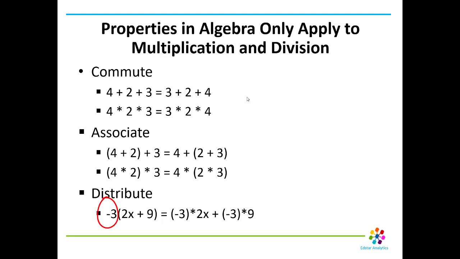That -3 in front of the parentheses, that's -3 times that parentheses. Distributive property says the -3 distributes into everything in the parentheses. So you've got -3 times the first thing plus -3 times the second thing. The addition problem just gets the -3 times distributing to every part of the problem.